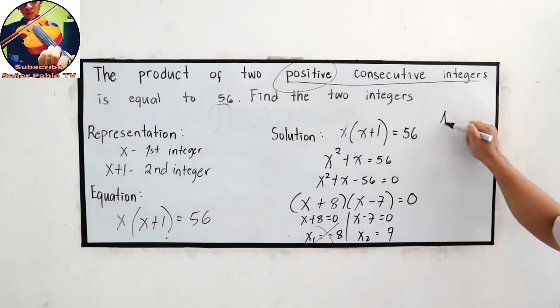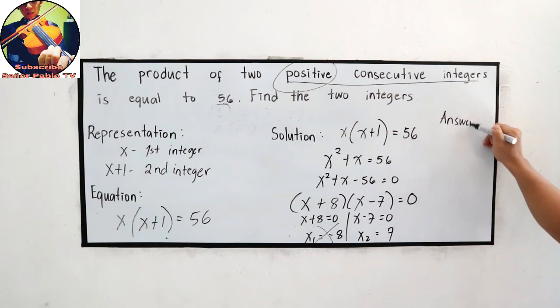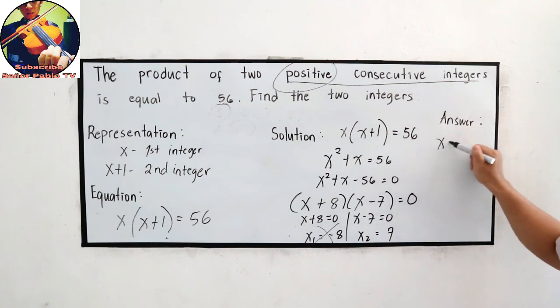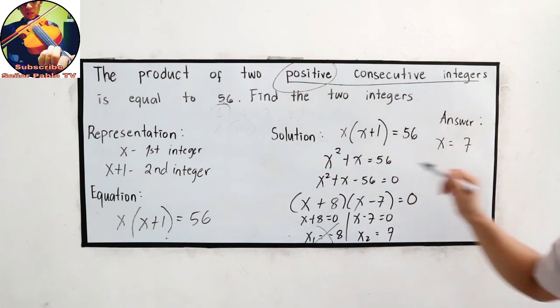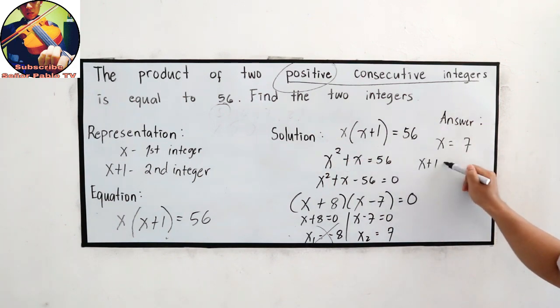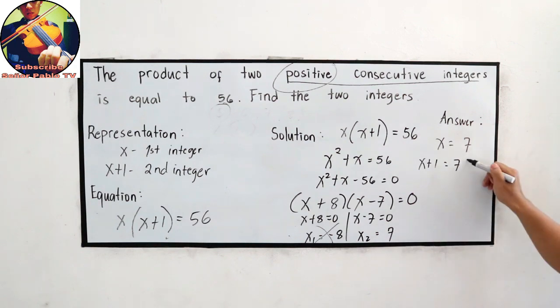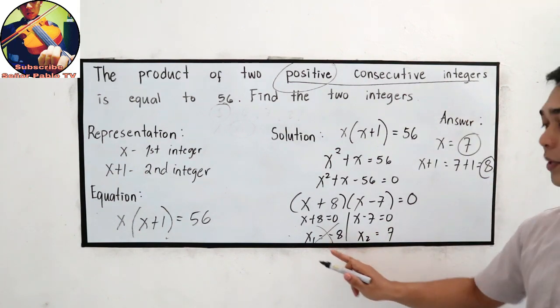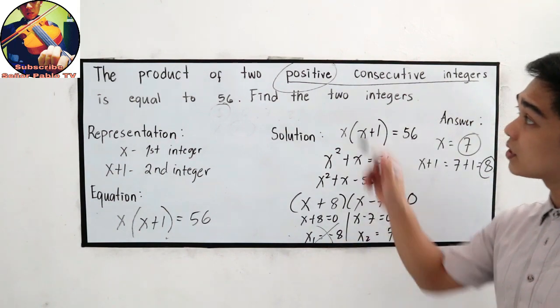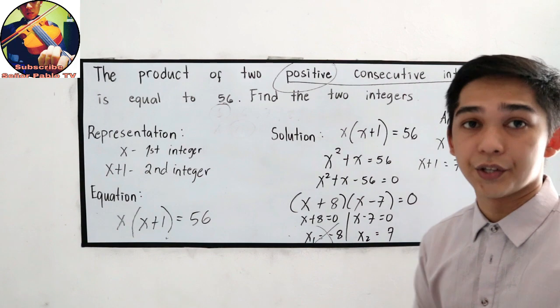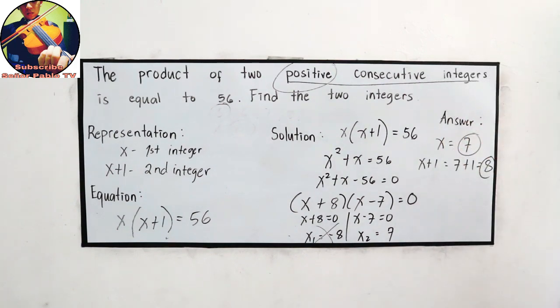So our answer is x is equal to 7. Then the other one, x plus 1, that is 7 plus 1, which is 8. Again, we will omit negative 8 because we're just looking for the positive integers. So our final answer is 7 and 8.